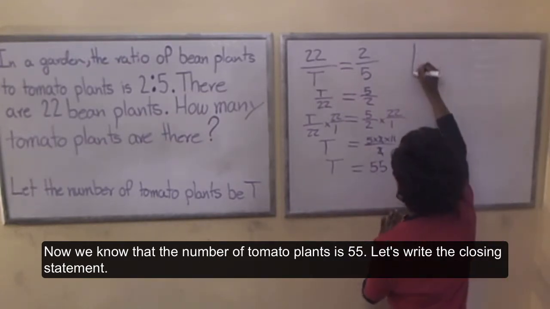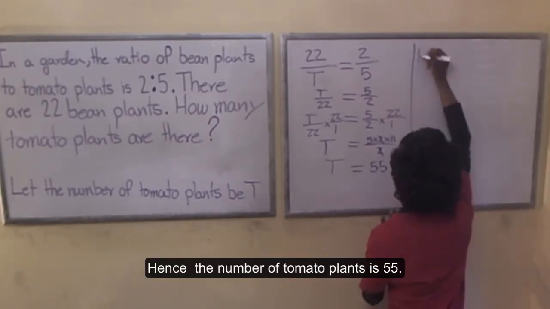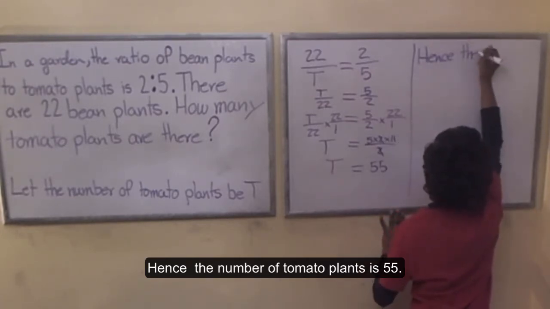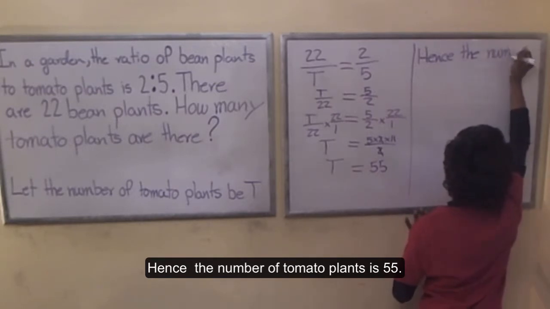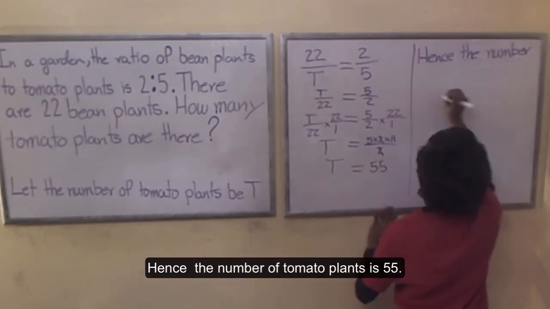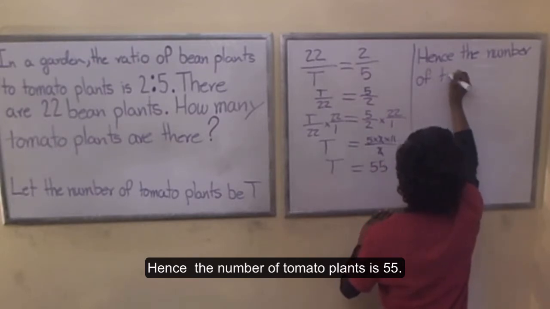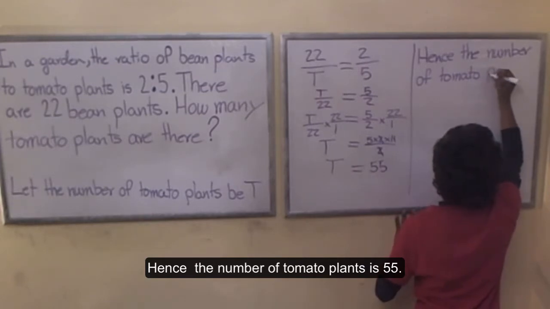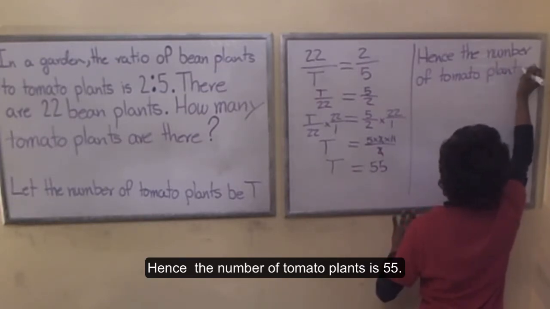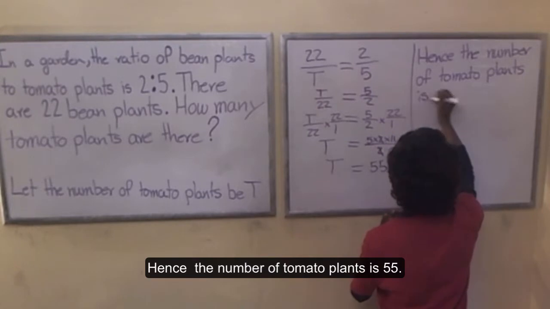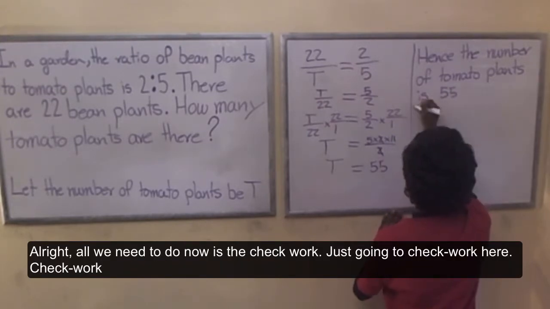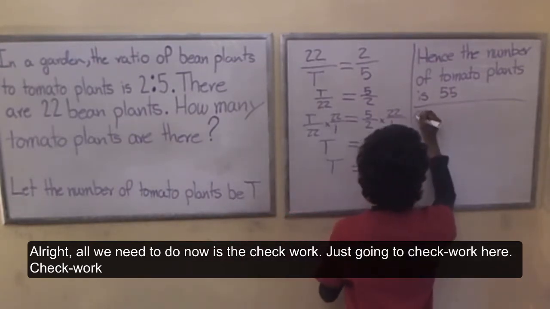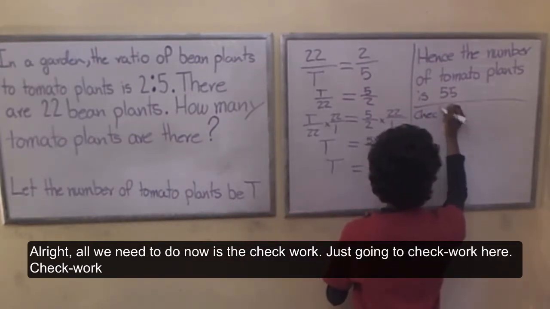Let's write the closing statement. Hence, the number of tomato plants is 55. Alright, all we need to do now is the check work. Just going to write check work right here.